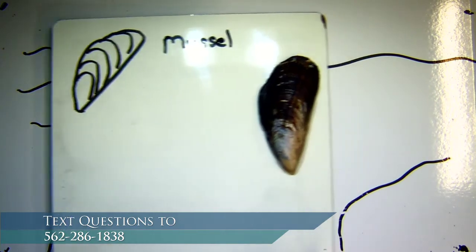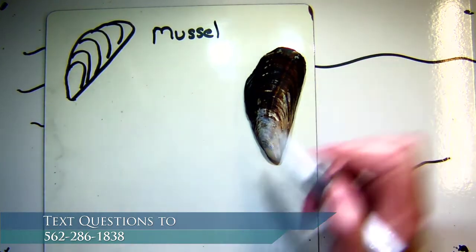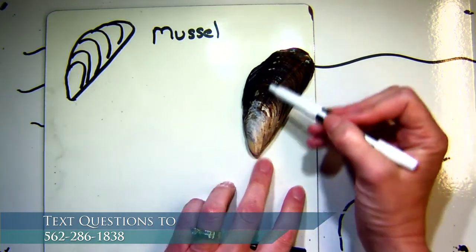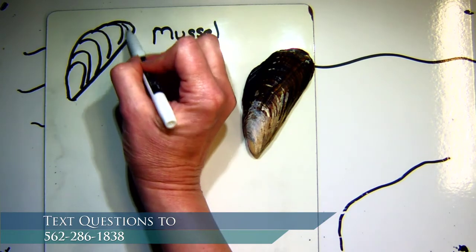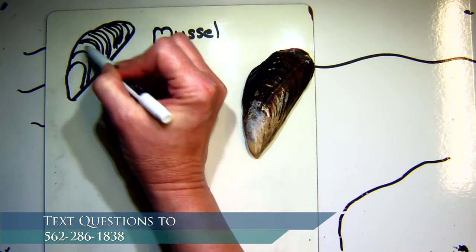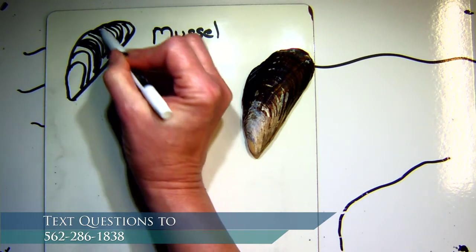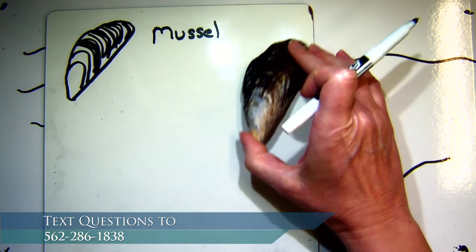Oops, you can't see that because it's bright right there. So a mussel shell, right? Okay, and notice also on my mussel shell, do you see how it's darker on this side and then a little bit lighter down here? So even if you wanted to color in your mussel, you could start coloring it in, making it a little bit darker on one end maybe. So you could do something like that. Okay, so that's a mussel.